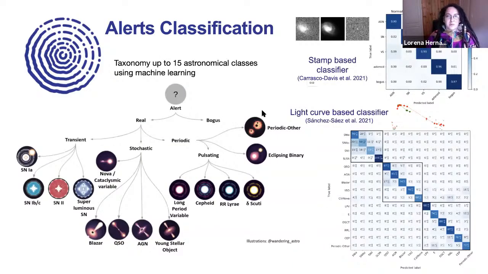So ALeRCE is a pioneer in classifying sources using machine learning. We can classify sources up to 15 astronomical classes. You can see it in this tree here. And so the classifiers are two. One is based on images, the stamp classifier, and another one is the light curve based classifier, which uses the light curves. And here you can see the confusion matrices of both of them.